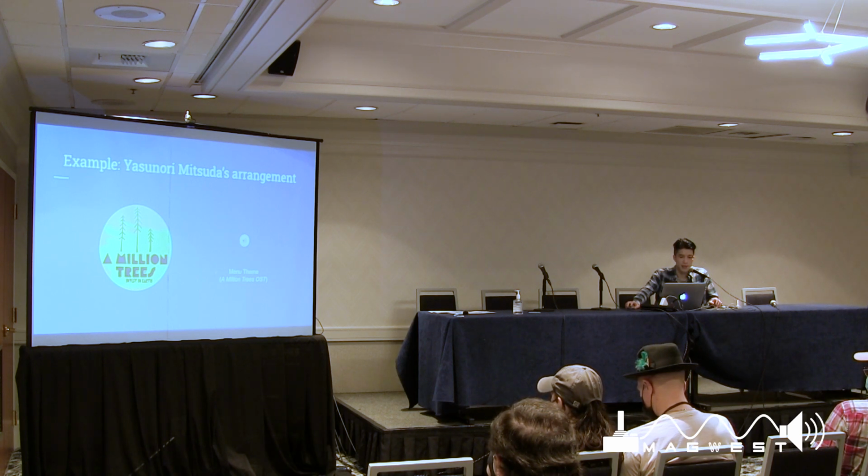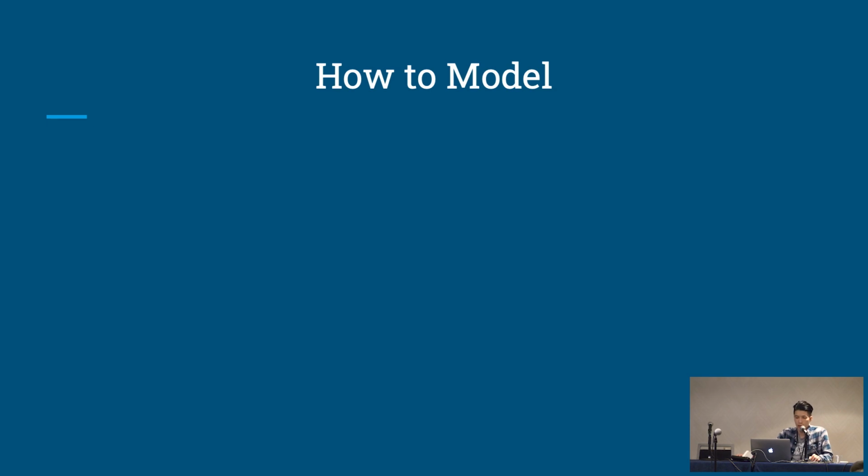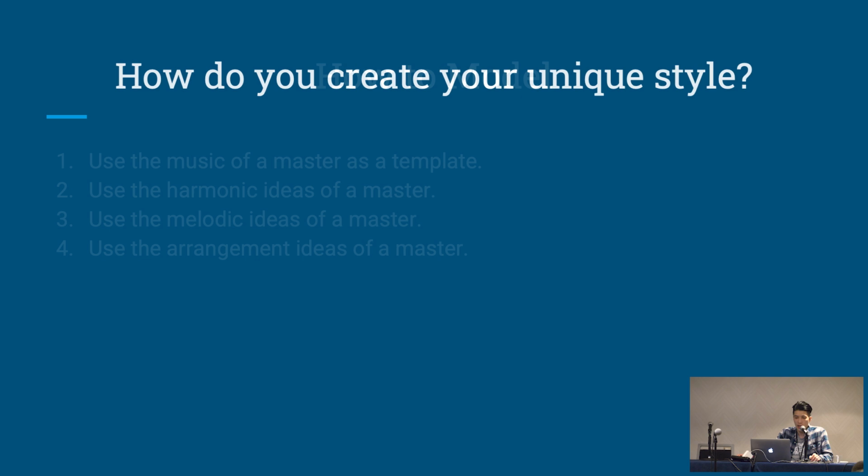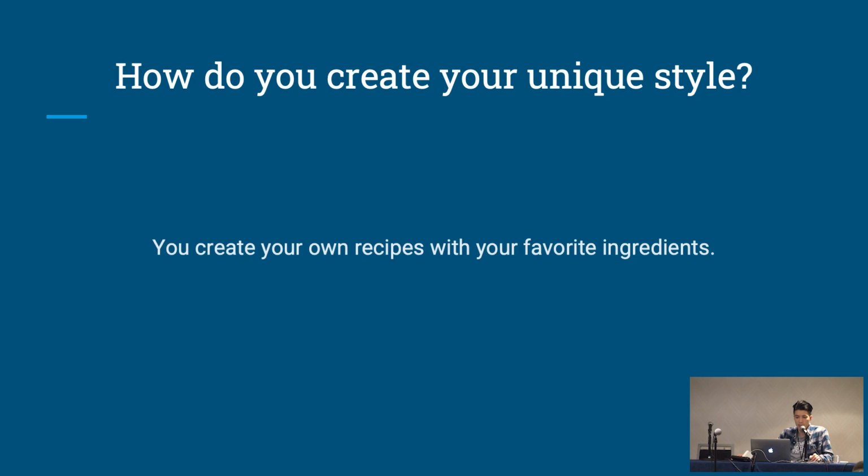So, how to model, to summarize. Use the music of masters as a template, use their harmonic ideas, use their melodic ideas, and use their arrangement ideas. Now that we've learned how to compose music using their tools, how do you create your own unique style? Well, you create your own recipes with your own favorite ingredients.